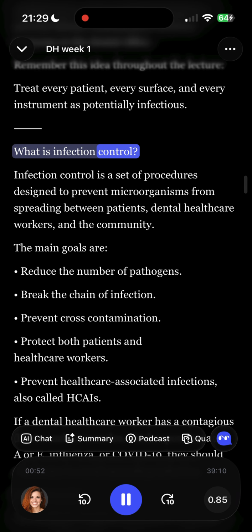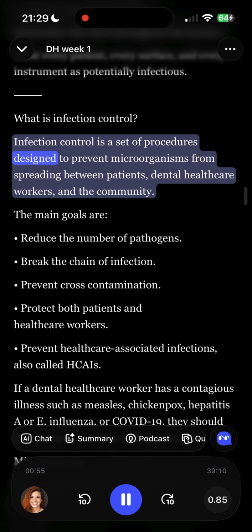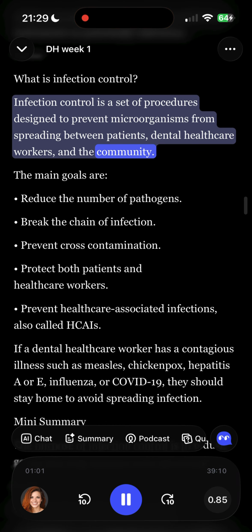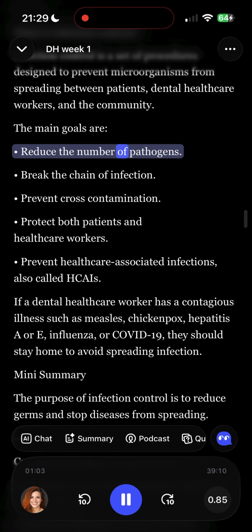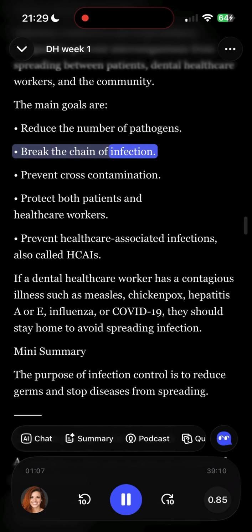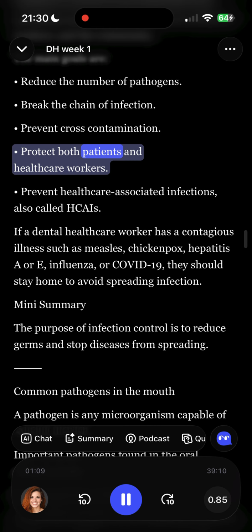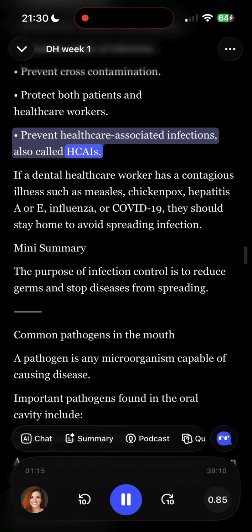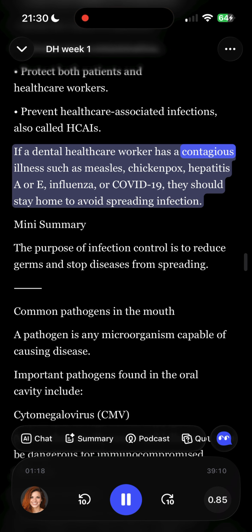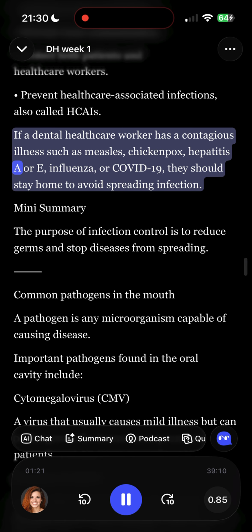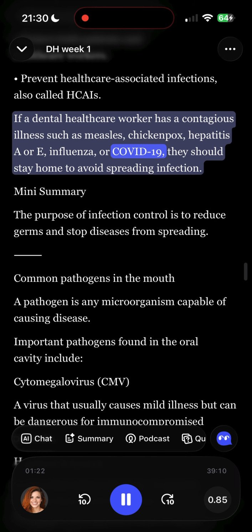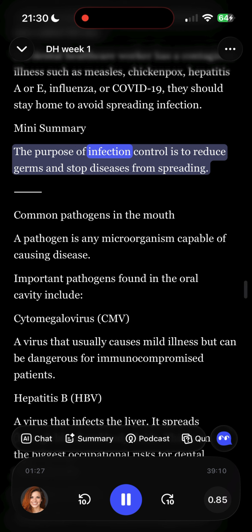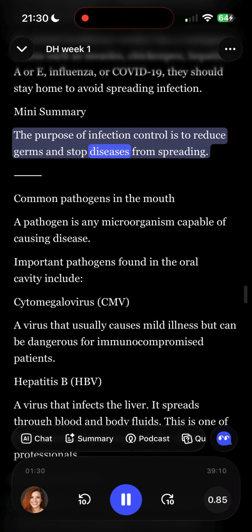What is infection control? Infection control is a set of procedures designed to prevent microorganisms from spreading between patients, dental healthcare workers, and the community. The main goals are: reduce the number of pathogens, break the chain of infection, prevent cross-contamination, protect both patients and healthcare workers, and prevent healthcare-associated infections, also called HAIs. If a dental healthcare worker has a contagious illness such as measles, chickenpox, hepatitis A or E, influenza, or COVID-19, they should stay home to avoid spreading infection. Mini summary. The purpose of infection control is to reduce germs and stop diseases from spreading.